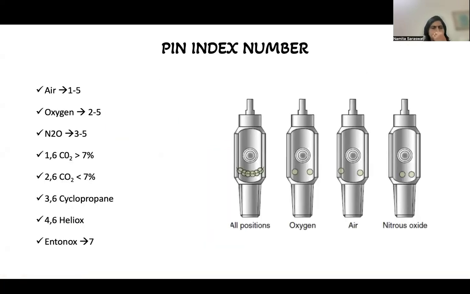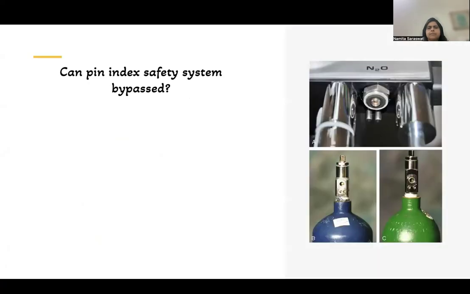So also remember the pin index of different cylinders. It is easier to remember in this sequence: air 1,5; oxygen 2,5; nitrous oxide 3,5; and then we'll move on to 1,6; 2,6; 3,6. 1,6 is carbon dioxide greater than 7%, 2,6 is carbon dioxide less than 7%, 3,6 is cyclopropane, 4,6 is heliox, and Entonox is 7. So this is how you can remember the pin indexes.